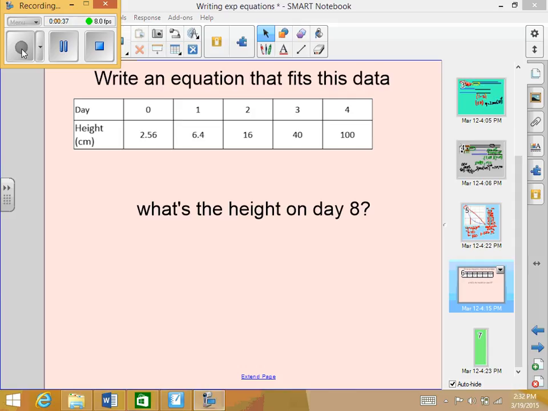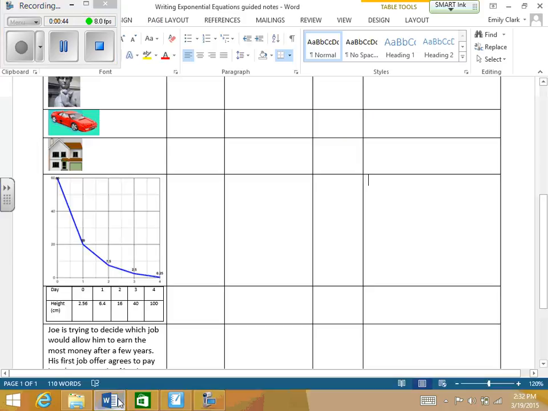All right, so this worksheet question asks you to write an equation that fits this data if you're given a table. And then we want to know what's the height on the 8th day. So the first thing we need to figure out, according to your worksheet here, is what the initial value is, what the rate of change is, what the exponent means, and then we're going to write the equation out here.